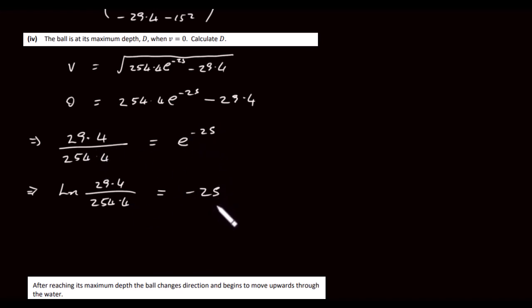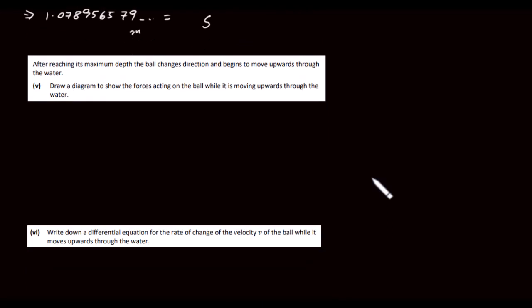So next thing I'm going to do, I want s on its own. Calculate d, the distance, so we want s. S is our distance, if you like. So s then is just going to be equal to all of this divided by minus 2. So you can do that on your calculator. Take all of this, divide by minus 2, and you get 1.078956579 and so on. It goes on for a while, and that's in meters. Again, it doesn't say to give your answer correct to any number of decimal places, so we'll just leave it like that. Okay, so next question then.